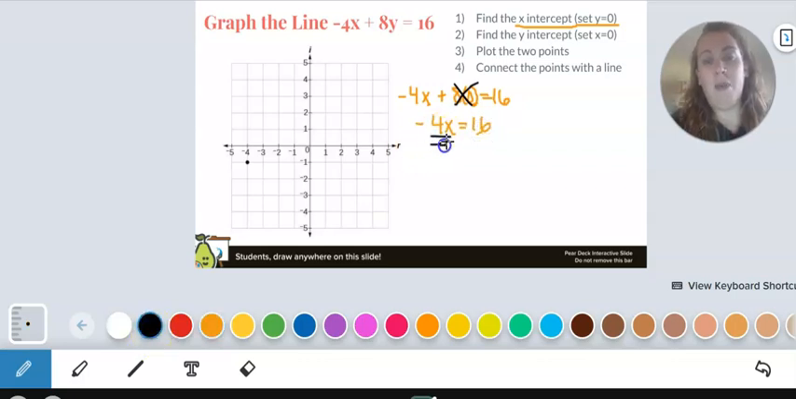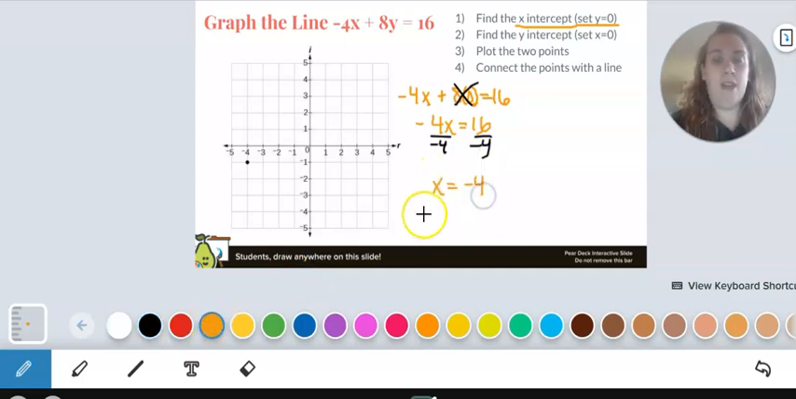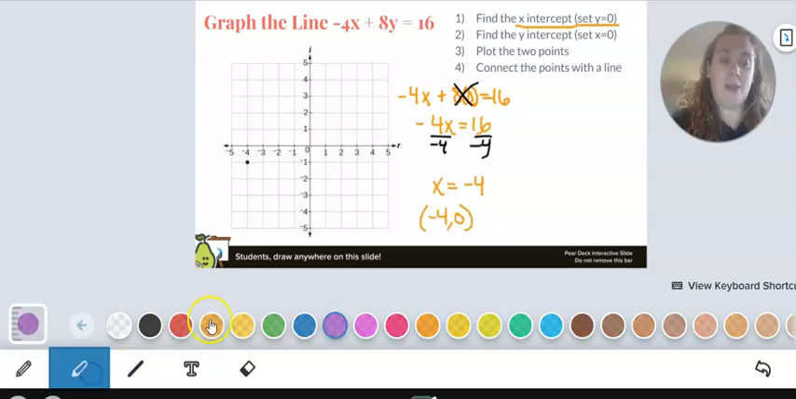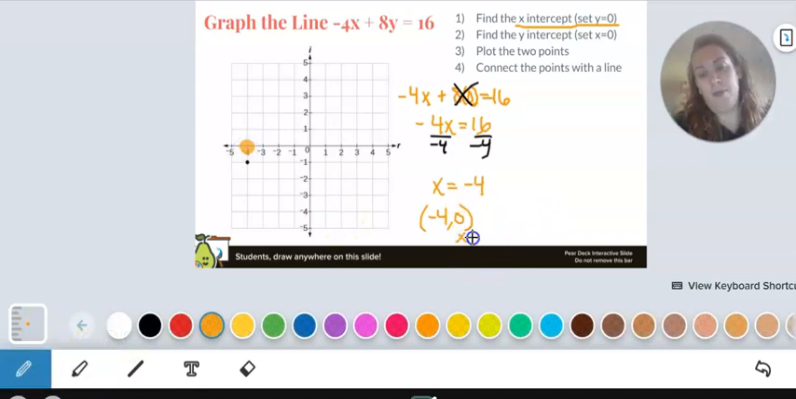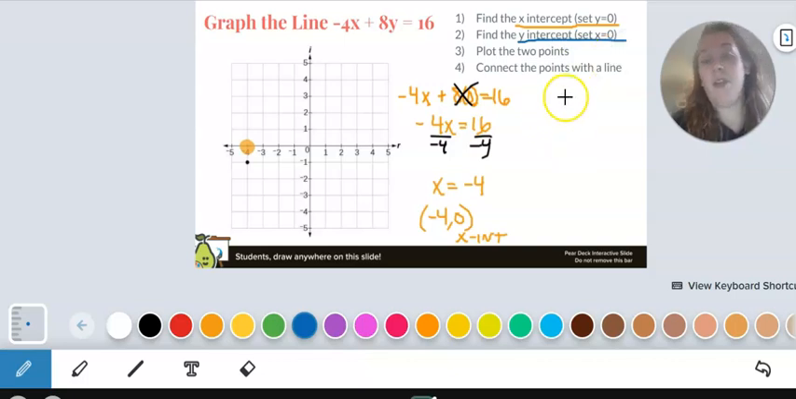We're going to divide both sides by negative 4. And we get x equals negative 4. Now this is the x-coordinate of our x-intercept. So here is our x-intercept at negative 4, comma 0. Okay? To find the y-intercept, we are going to set x equal to 0.